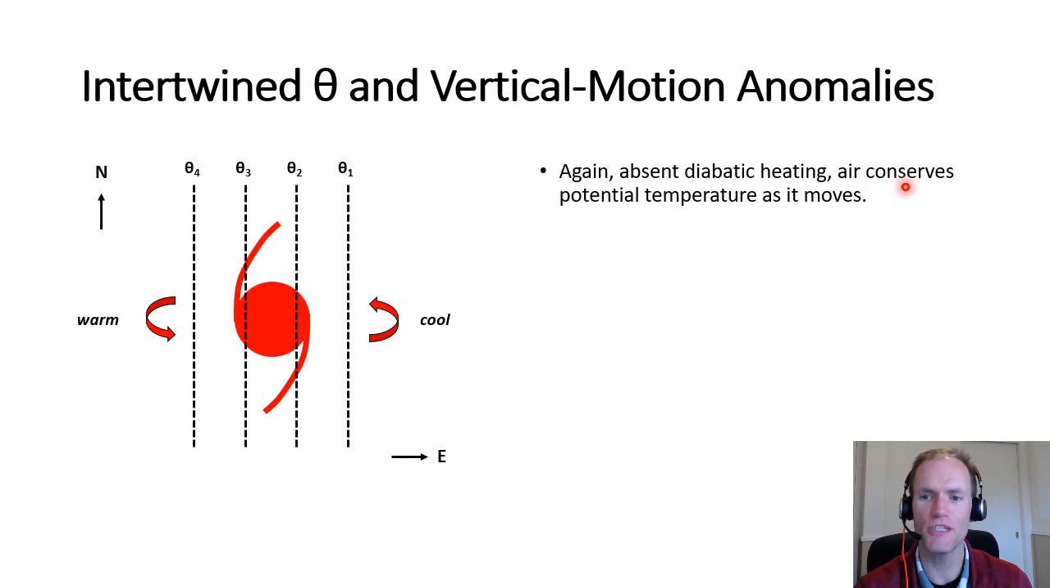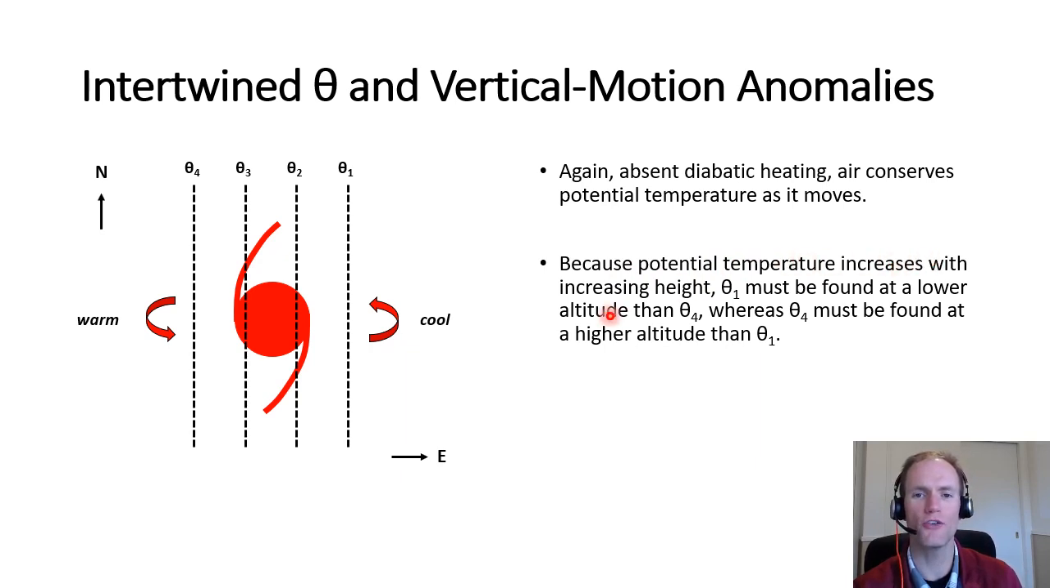So again, absent diabatic heating, air is going to conserve potential temperature as it moves. So here to the east, starting straight to the east, it's relatively cool and it's going to try to keep this value that is less than theta 1 as it starts to move toward the west around the north side of the cyclone. Conversely, to the west, an air parcel that has a potential temperature that's greater than theta 4 is going to try to keep that value as it moves to the east on the south side of the cyclone.